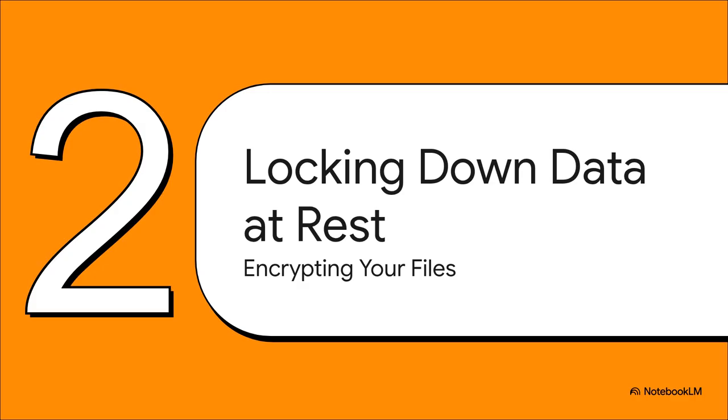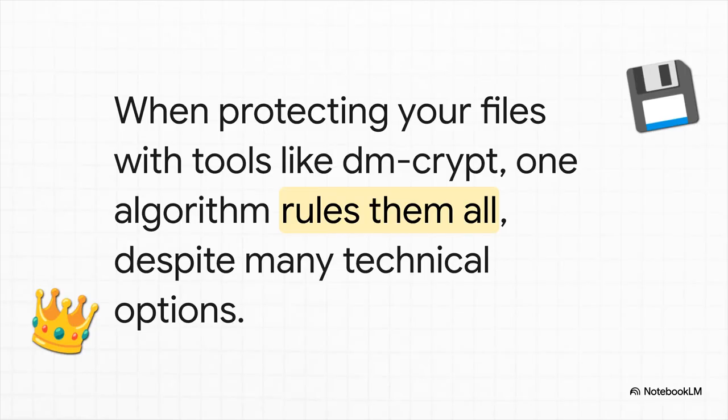Okay, so securing data while it's zipping across a network is one piece of the puzzle. But what about protecting it when it's just sitting there on your hard drive? Well, that brings us to our second big pillar, locking down your data at rest. Now, tools like dm-crypt technically let you pick from a bunch of different ciphers. But let's be real. In the wild, when you're talking about encrypting your entire disk, there's really only one choice, one algorithm that just rules them all.